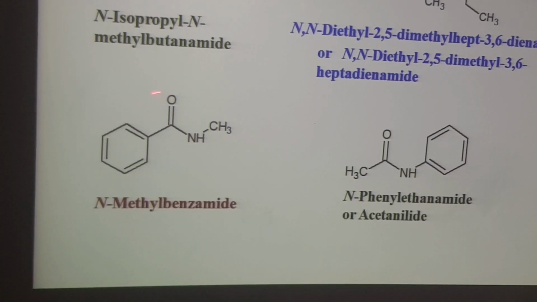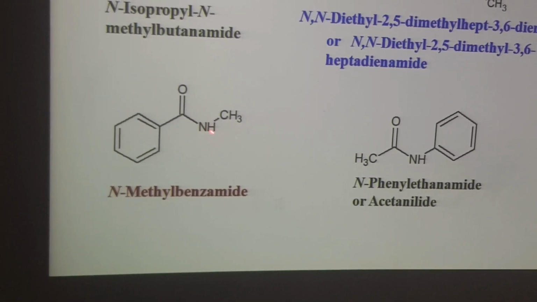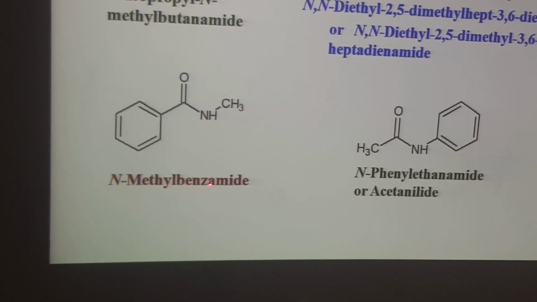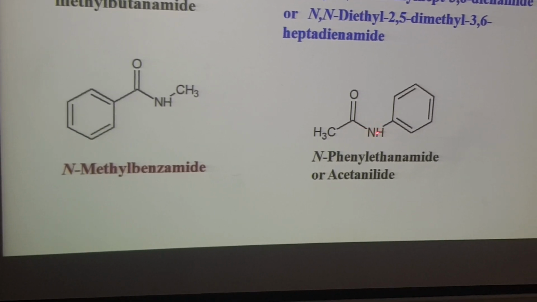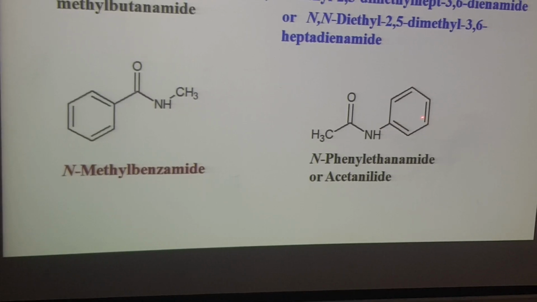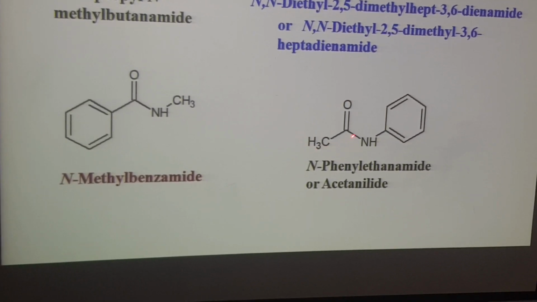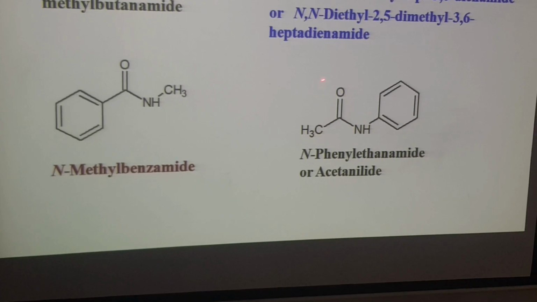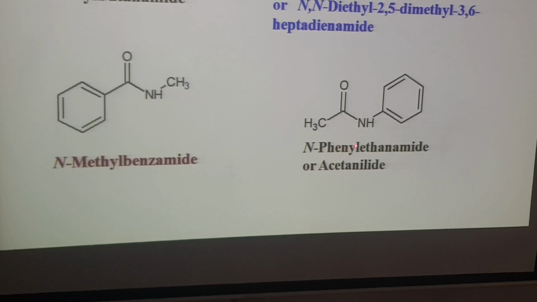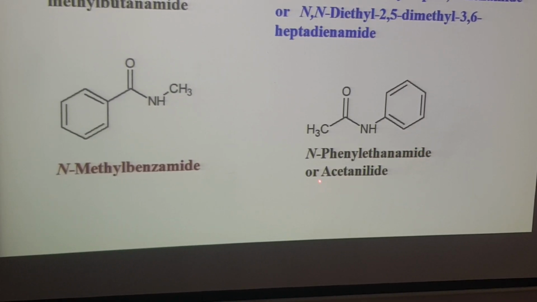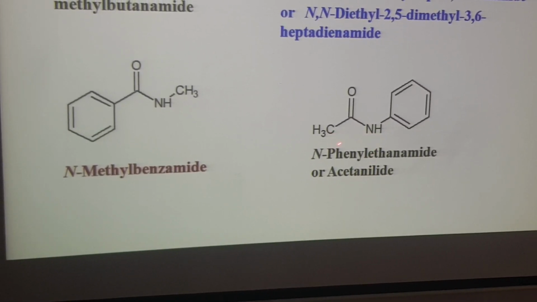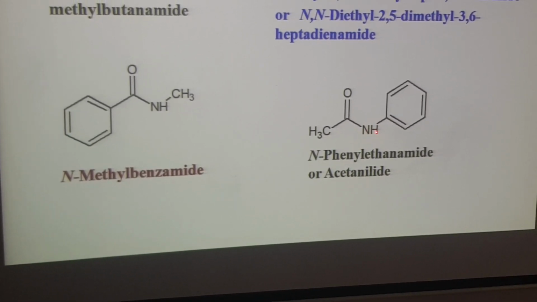So some more examples. Here we have benzoic acid part. This is the amine part. Nitrogen is substituted with a methyl group. Name is N-methyl benzamide. So here we have nitrogen, but this nitrogen is substituted with phenyl. Okay. So this is not benzamide. The carboxylic acid part is this one. So here we have two carbons. It means ethanamide. So the name of this molecule is N-phenyl ethanamide. Commonly it is known as acetanilide. So these are amides which are formed by condensation of carboxylic acid with aromatic amines or aniline.